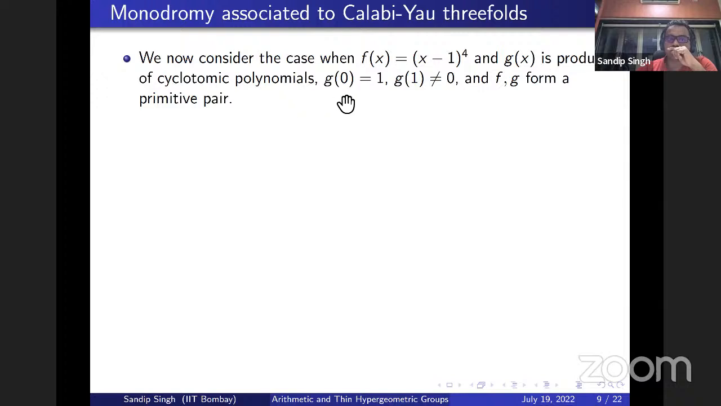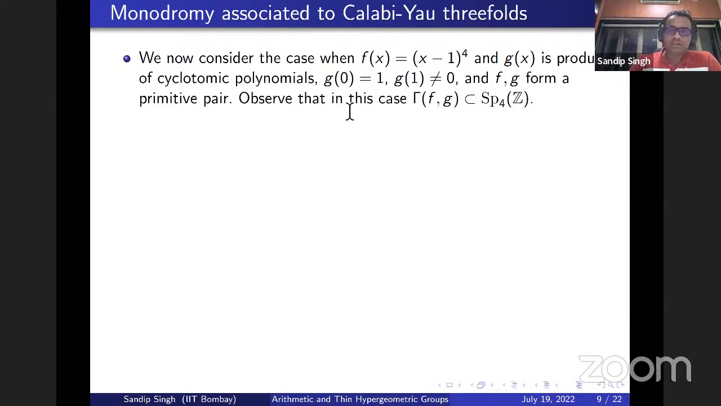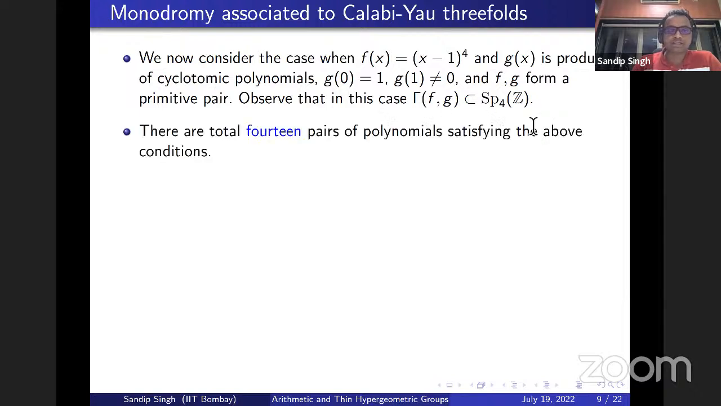Cyclotomic polynomials, you remember: of degree 1 they are x plus 1 and x minus 1, then x square plus 1 for degree 2, x square plus x plus 1, and so on. So this g is an integer coefficient polynomial, g(0) is 1, and the only roots of g are roots of unity. Observe that in this case, Gamma f,g is contained inside SP4Z, which means Gamma f,g is symplectic.